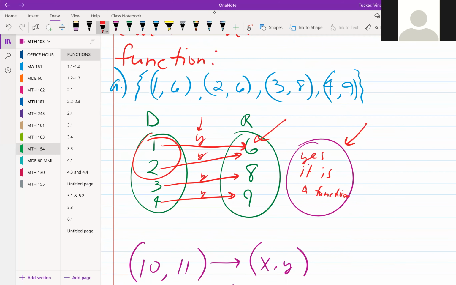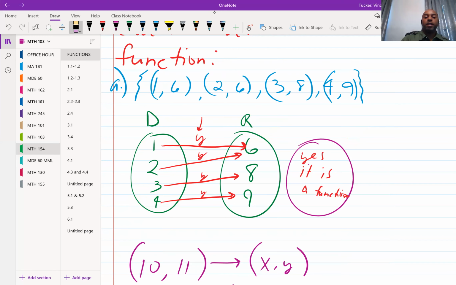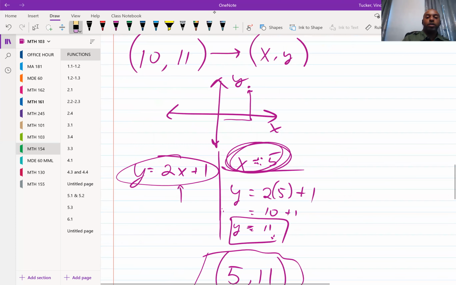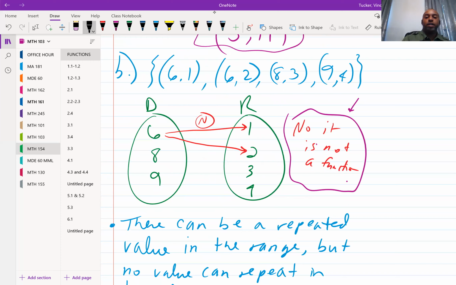Yep. So that can be a function. And that's as long as, let's say 2, for example, as long as 2 doesn't go to another value. As a matter of fact, 1, 2, 3, 4, all of them could have gone to 6, and that's still considered a function, as long as that's the only value they go to. But when you have a value in your domain going to multiple values in your range, that's when you don't have a function. Okay, thank you.